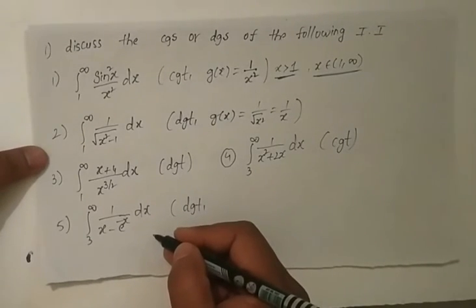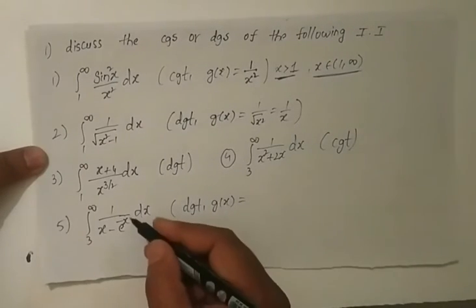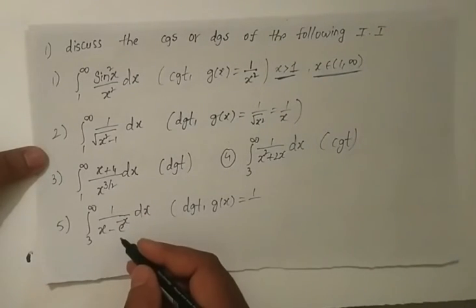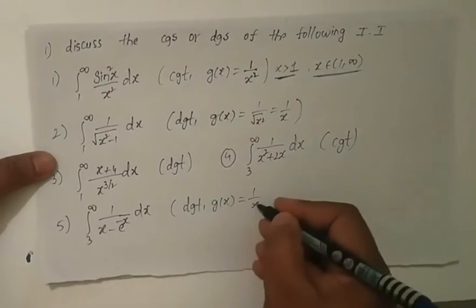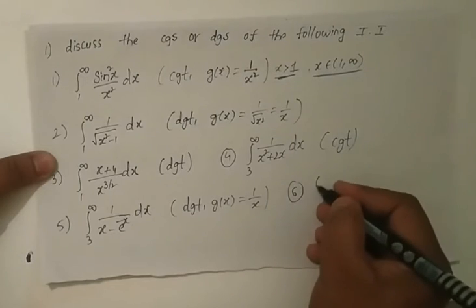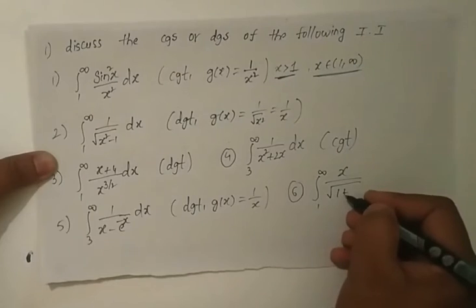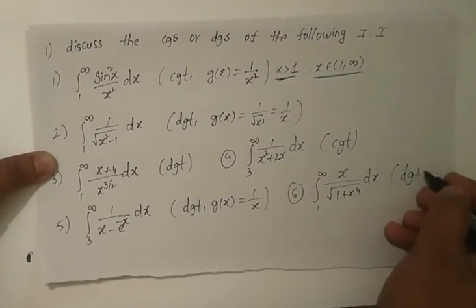What is g of x here? So here I will give you g of x, don't worry. What is the highest power of x in numerator? 1. What is the highest power of x in denominator? Here in the denominator we have two functions, x and e power minus x. What is the highest power of x in denominator? Only x. Okay, please check it. Sixth one, integral from 1 to infinity of x by under root of 1 plus x power 4 dx. Okay, this is divergent.